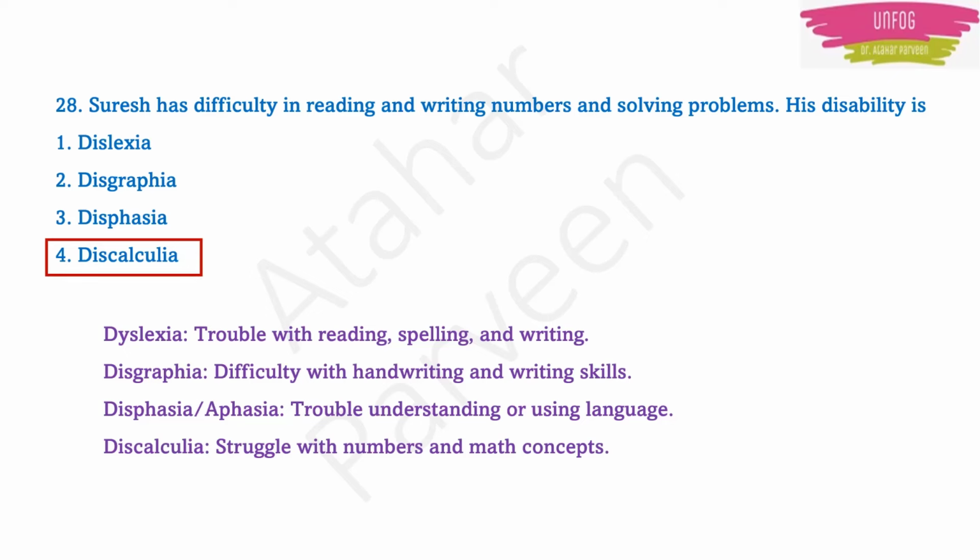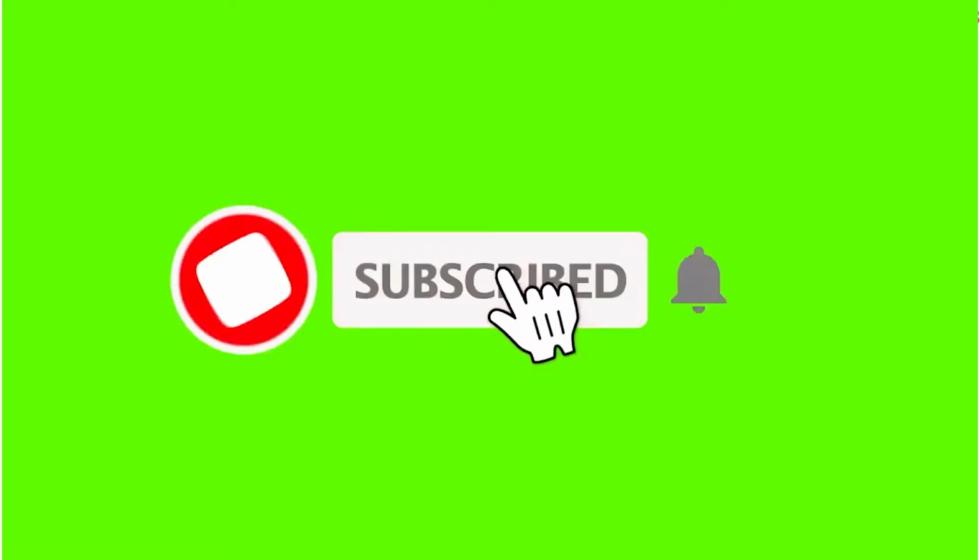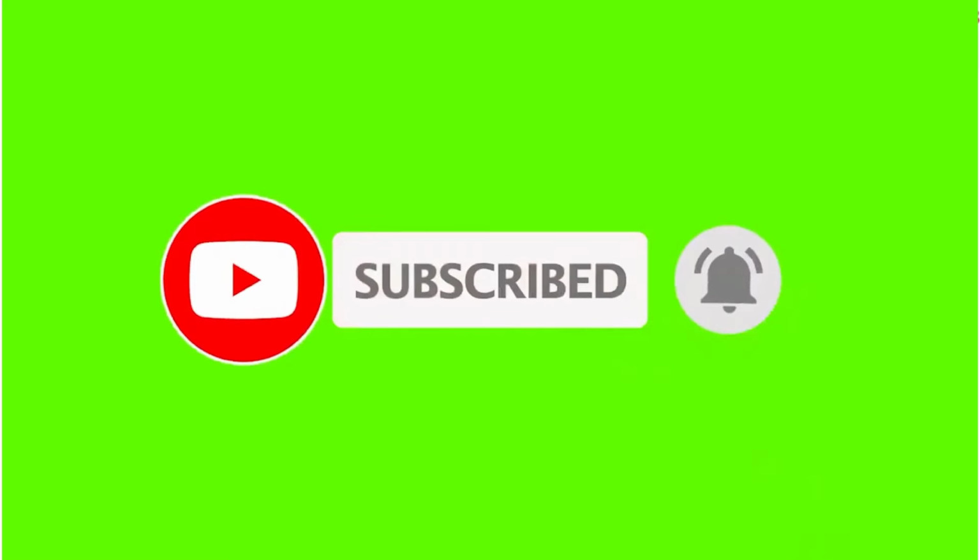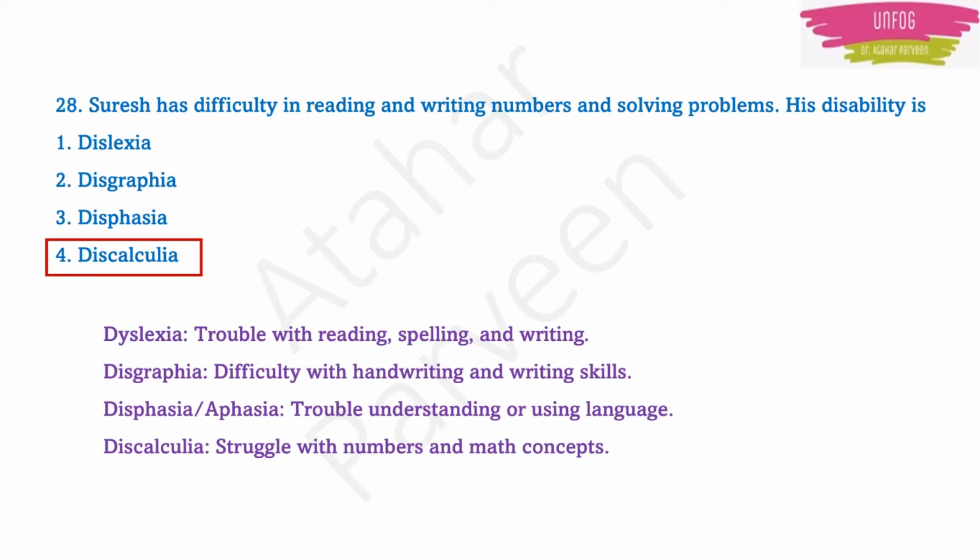Talking about all 4 options, dyslexia is a condition or a disability wherein the person is having trouble with reading, spelling and writing. That is called dyslexia. Then dysgraphia, it is the difficulty a person will have with handwriting and writing skills. Then we have dysphasia or aphasia. Here that person is having trouble in understanding or using language. Then dyscalculia is the disability of a person wherein he or she will have to struggle with numbers and maths concepts. Okay, clear, right? So this was also a very important question.